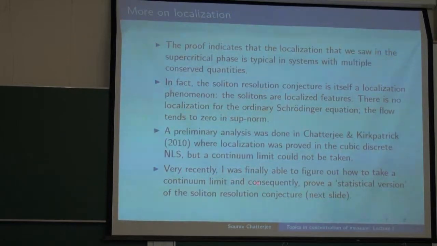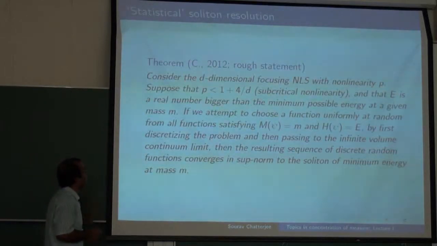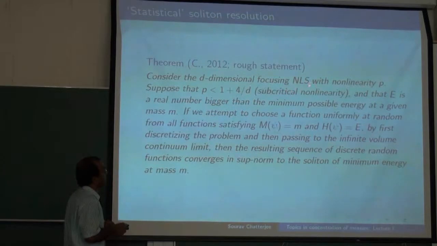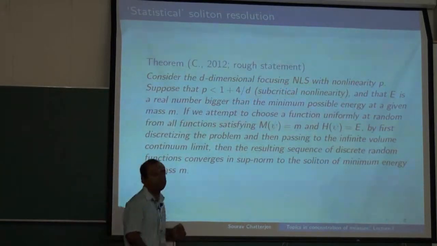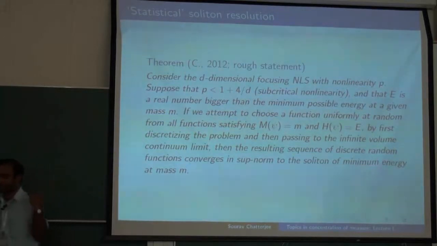I cannot state this precisely because I need to define a lot of things, but I can state it roughly. Consider the d-dimensional focusing NLS, the nonlinear Schrodinger equation with nonlinearity parameter p. I'll go back to the equation just to show you what it is, if you have forgotten. Suppose that p is less than 1 plus 4 over the dimension. This is what is called subcritical nonlinearity. And E is a real number bigger than the minimum possible energy at a given mass, so that there is at least one function at this energy and mass.